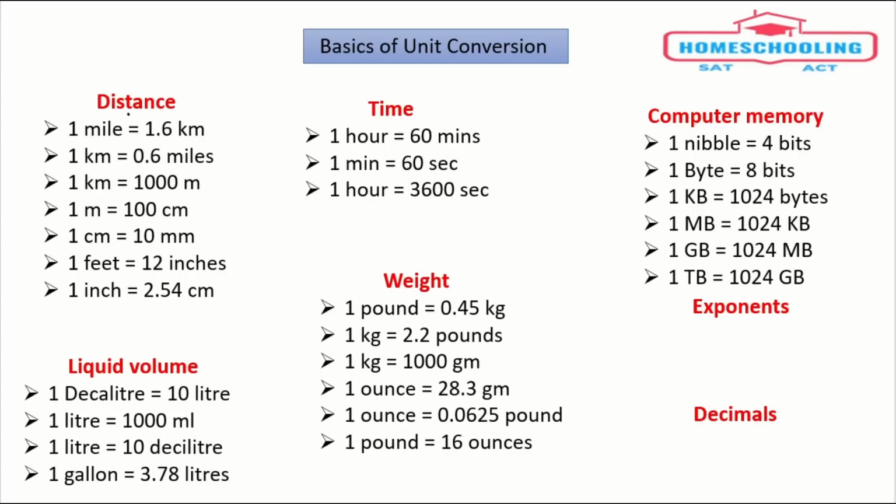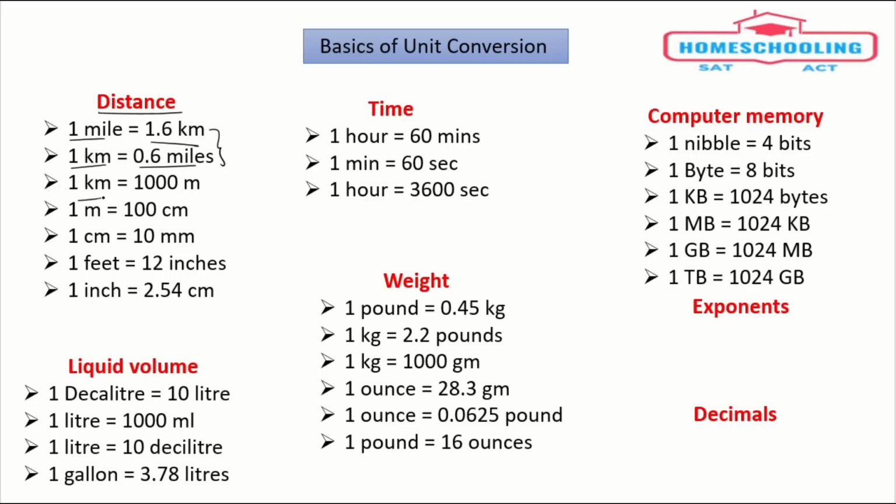First, we will start with the distance. In distance, first we'll start with the mile and kilometer. 1 mile is equal to 1.6 kilometers and 1 kilometer is equal to 0.6 mile. As you can see, mile is a bigger unit, so it is 1.6, and kilometer is smaller, so it is 0.6. So this is the way you can remember these two.